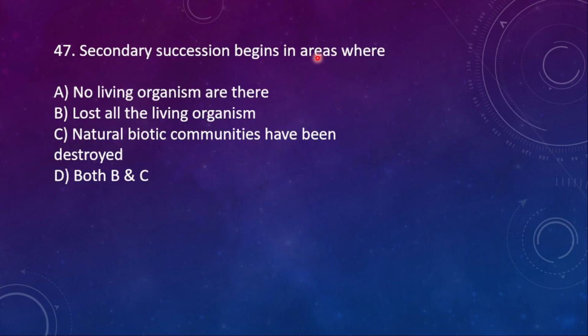Next question, 47. Secondary succession begins in areas where no living organisms are there, lost all the living organisms. C. Natural biotic communities have been destroyed. D. Both B and C. Here the right option is D. Both B and C.